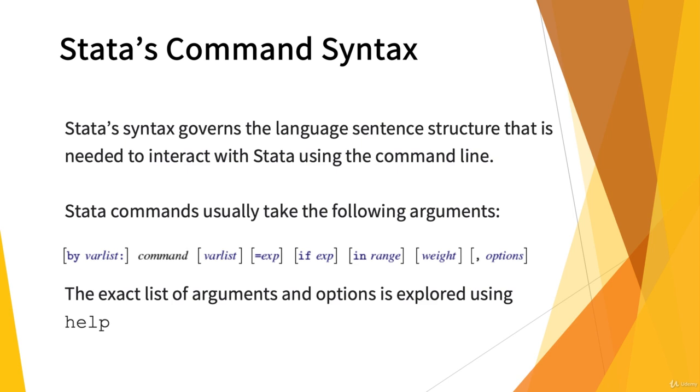The majority of Stata commands take the following arguments. A by prefix is often available to loop the command over specific variables. Some kind of command is called. A variable list or some name list is defined after the command. An expression is provided, for example in generating commands, something equals something. And then an if condition can be added if we want to focus on only a subset of data, or an in range can be specified if we want to look at only a certain range of data.